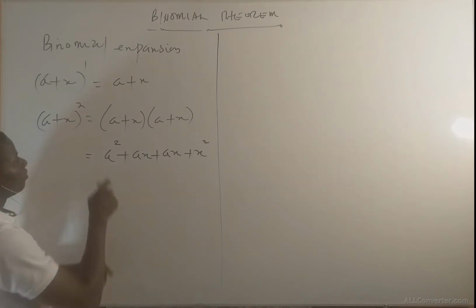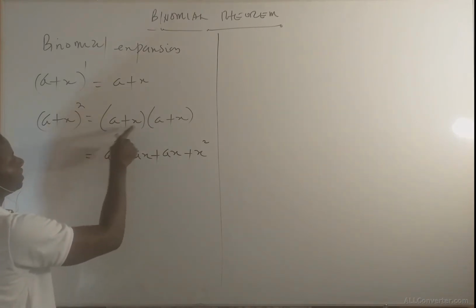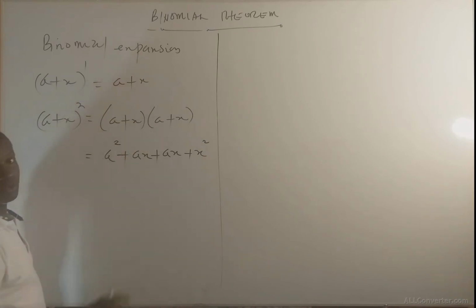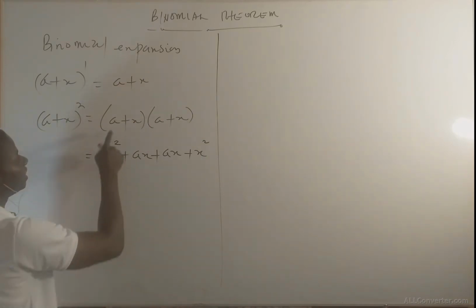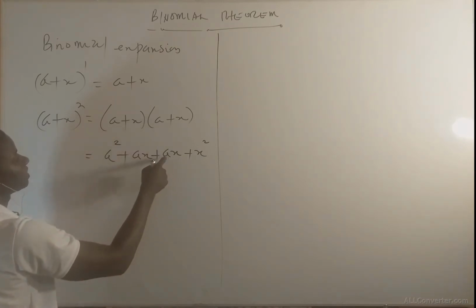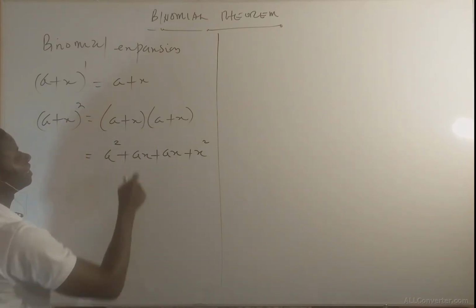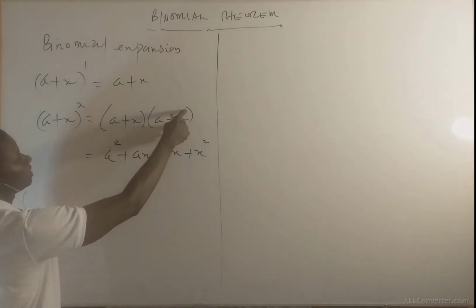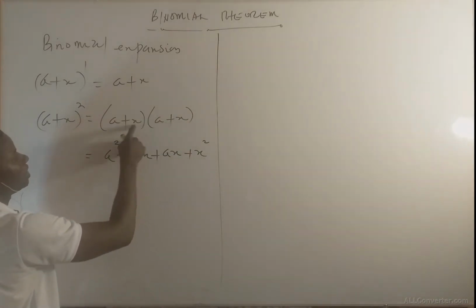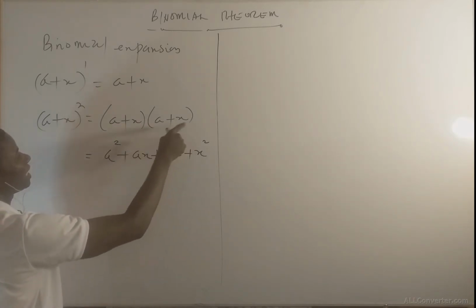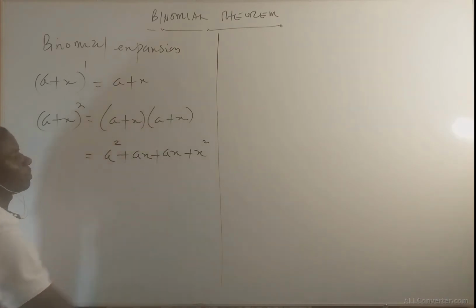This is because when you multiply a by a, it has the same base, but the exponent is 1, 1. So 1 plus 1 will give us 2, according to the first law of indices. Then a times x is ax. Then x times a is the same as a times x, and that is ax. Plus x times x is x squared, because the exponent here is 1, the exponent here is 1. And according to indices, because they are the same base multiplying, we keep one of the bases constant and add the exponents together, 1 and 1. So 1 plus 1 will give us 2.